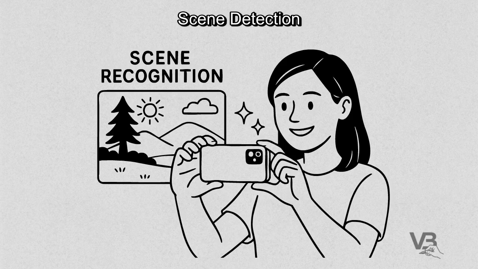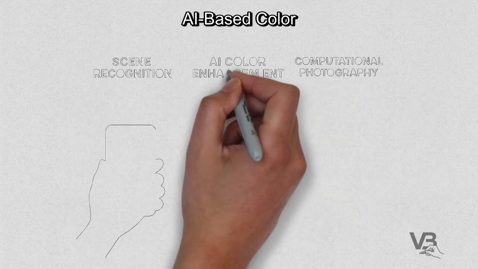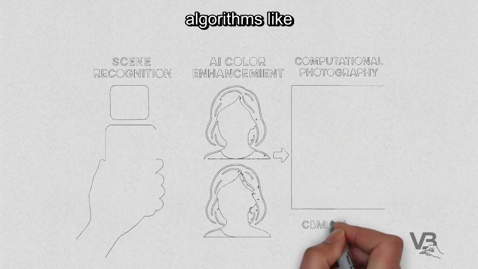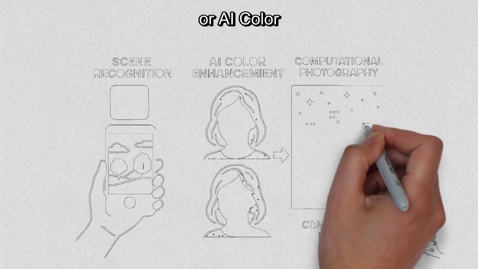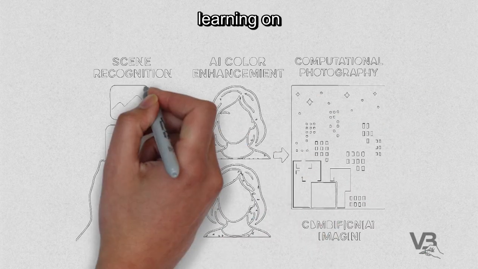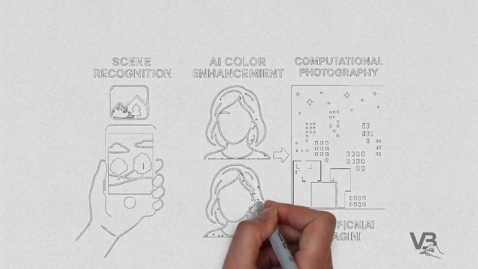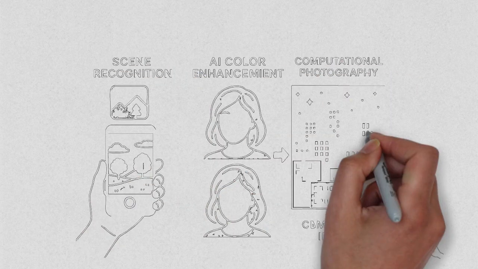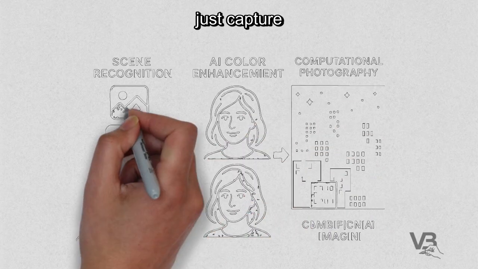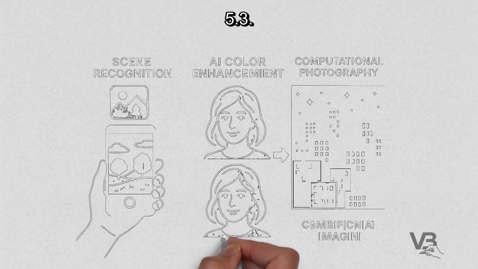5.1. Scene detection. Smartphone cameras can recognize what you're photographing: a face, landscape, meal, sky, or flower, and automatically adjust colors, contrast, and exposure accordingly. 5.2. AI-based color enhancement. Modern algorithms like deep fusion or AI color correction use machine learning on thousands of real-world images to reproduce skin tones, skies, and plants more naturally. In other words, the phone doesn't just capture the image, it interprets it.